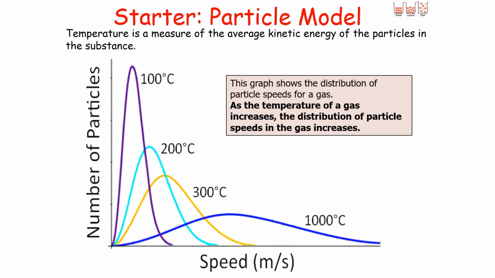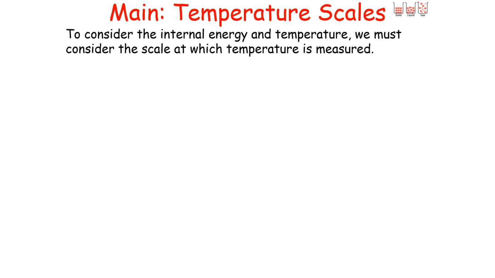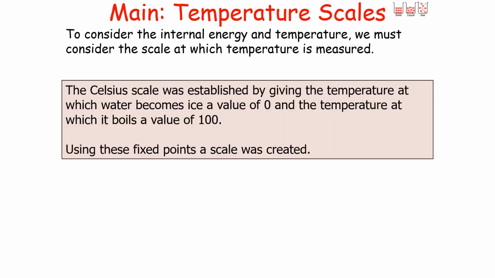gas. Now, to consider this idea of temperature, we've got to consider what scale temperature is measured at. The most common example in the United Kingdom is the Celsius scale, which was established by giving the temperature at which water becomes ice a value of 0 degrees Celsius and the temperature at which it boils a value of 100 degrees Celsius. Now, using these fixed points, the Celsius scale was created.